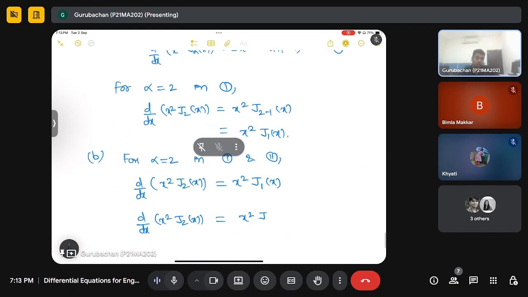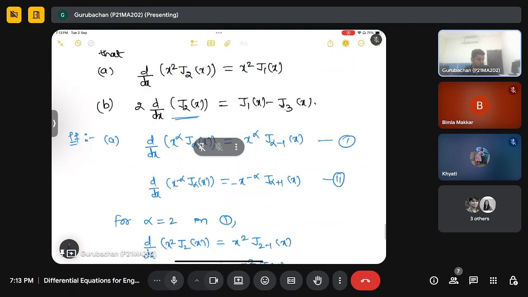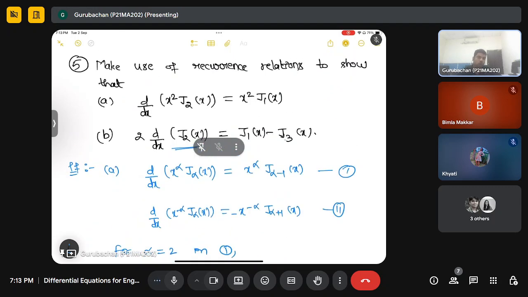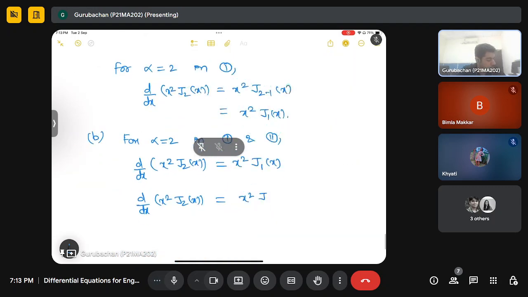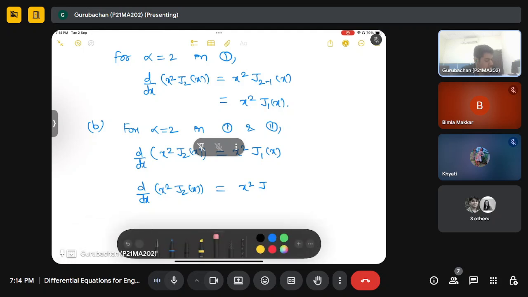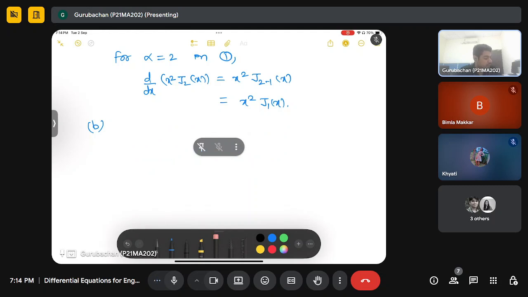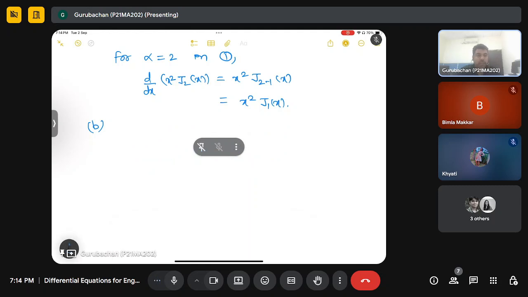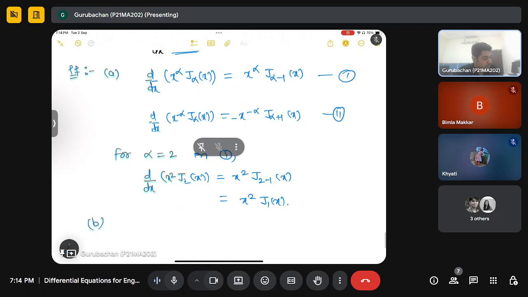X square should cancel out in some sense. So we want to cancel this square. So what we will do, we will simplify this in the sense of the generalized formula, equation 1 and equation 2, in the following way: we will calculate the derivative of the left hand side and put it in this equation. So what will be the derivative of the left hand side?